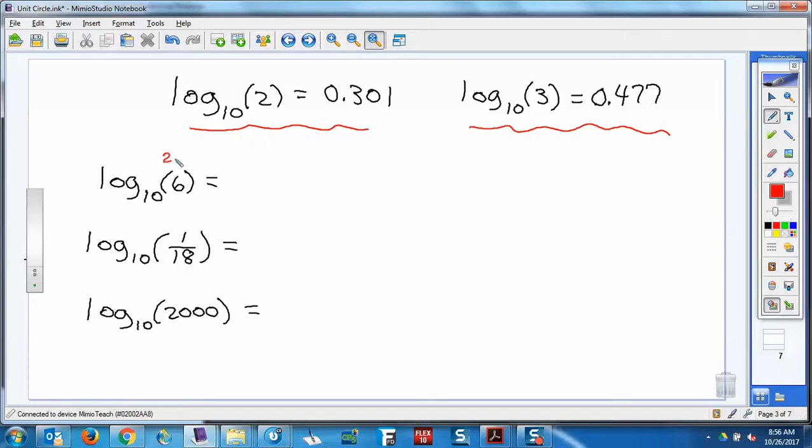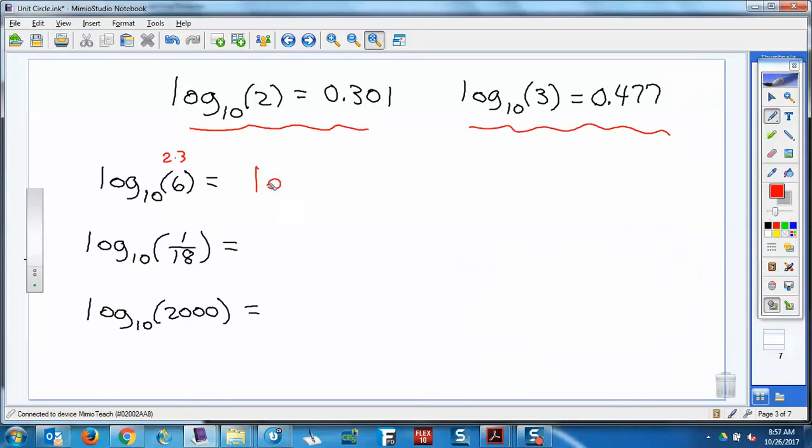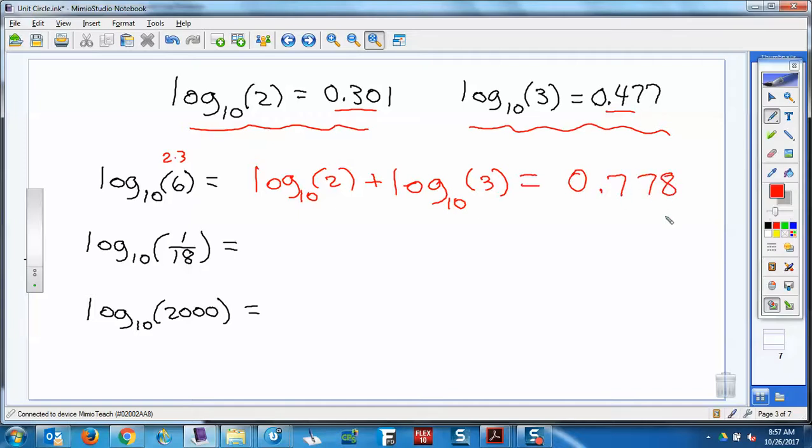Well, we could add those two. Right, could we think of the 6 as 2 times 3? So we think of the 6 as 2 times 3, and then we could split that into two logs like that. So we could call this log base 10 of 2 plus log base 10 of 3, and then we could just add those two things together, and that would be 0.778, right? Just add those two things together, okay?